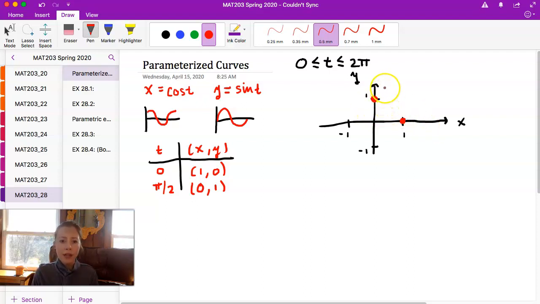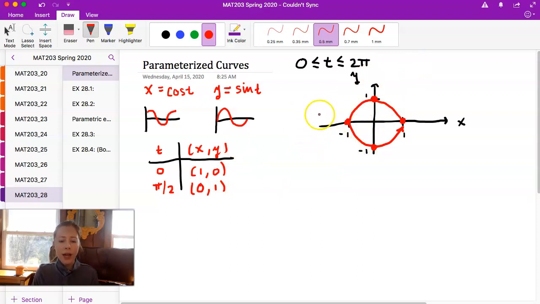And we can keep going like this. At time of pi, t equals pi, we end up with minus 1, 0. At 3 pi over 2, we end up at 0, minus 1. And so if we were going to draw this pathway out, we'd be drawing the unit circle counterclockwise, starting at 1, 0. So that is our parameterized curve in this case.